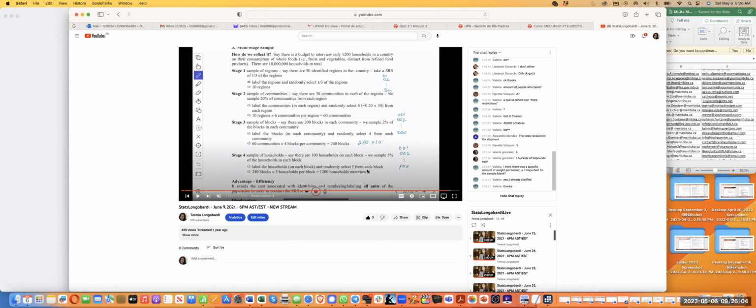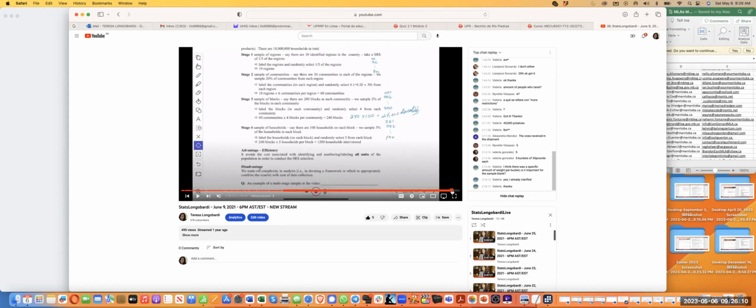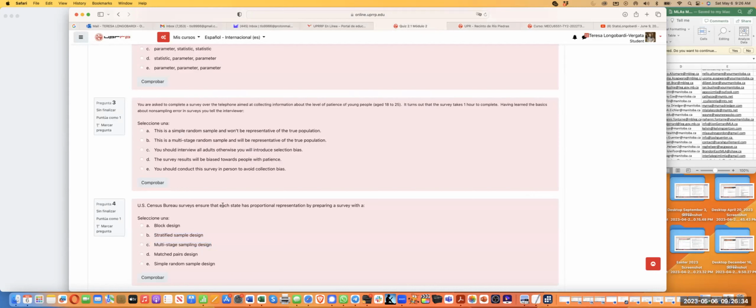All right. So the issue here is we use multi-stage as an efficient tool when numbering or labeling all units is prohibitive, or it's very expensive, time consuming. Got it? Yes, thank you very much. So going back to the question, it says Census Bureau survey.